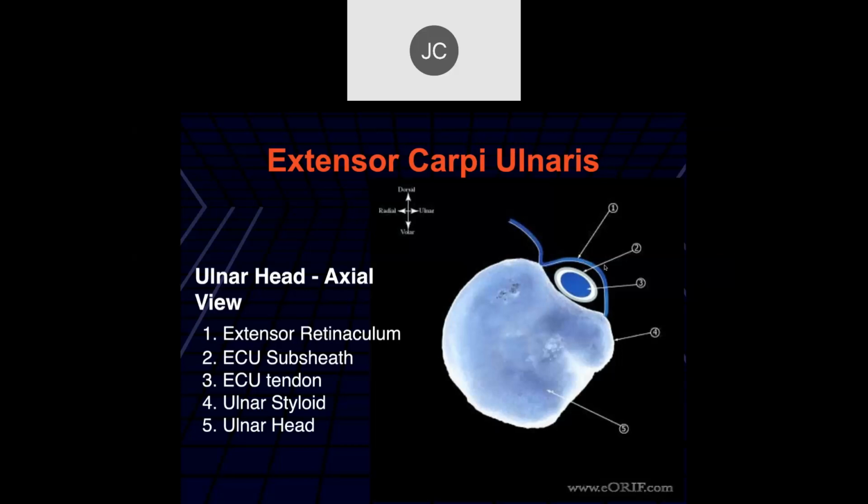The outer covering is the extensor retinaculum, which is attached to the ulna bone on either side of the sixth compartment. Inside that, you've got a subsheath, and then inside of that, you have the tendon and the synovium. And then obviously here's the ulnar styloid, and this is the ulnar head.